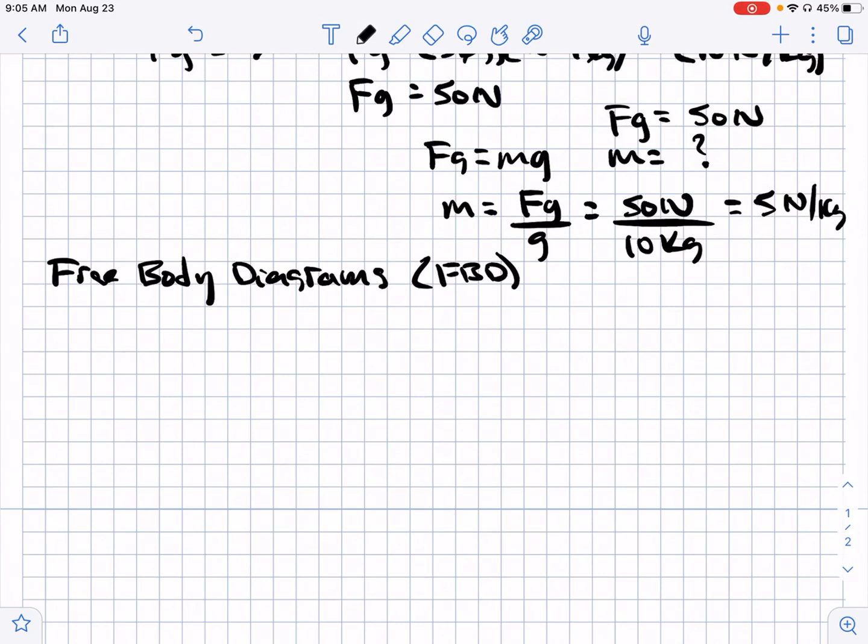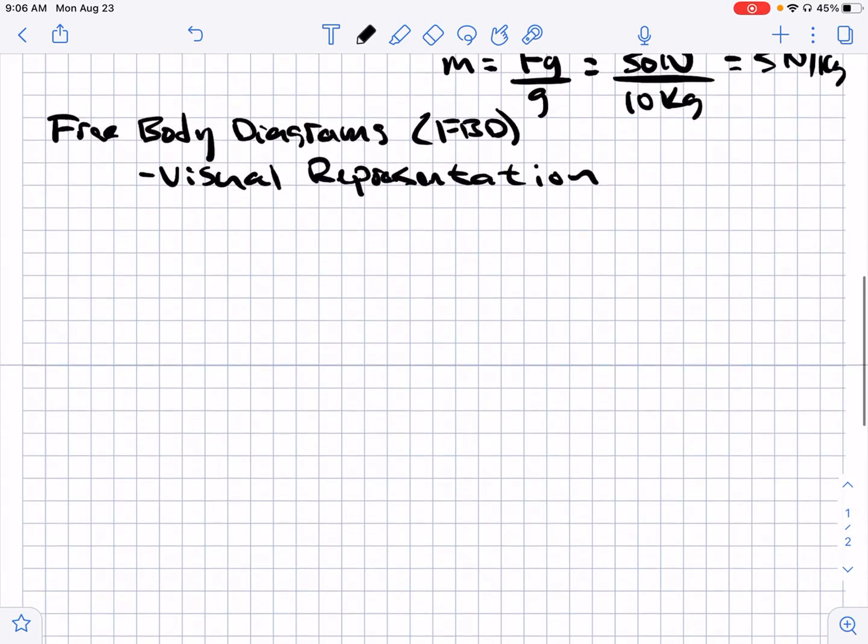Well, what a free body diagram is, it shows me a visual representation of all the forces on an object. So usually the steps here are you're going to be given some kind of problem, and the first step you want to do is make one of these free body diagrams, these visual representations, before you just start solving the problem. And we'll look at a couple of examples on how we draw these free body diagrams.